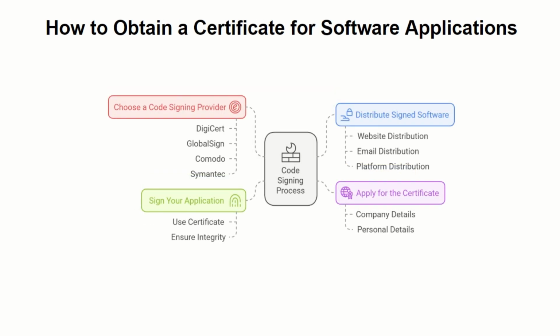If it's for a software application, like a code signing certificate, choose a code signing provider like DigiCert, GlobalSign, Comodo, or Symantec. Then apply for a certificate. You'll need to provide company or personal details to verify your identity before being issued a code signing certificate. Then use the certificate to digitally sign your software, ensuring that your users know it hasn't been altered. Then share your signed application or software with your users via your website, email, or software distribution platforms.